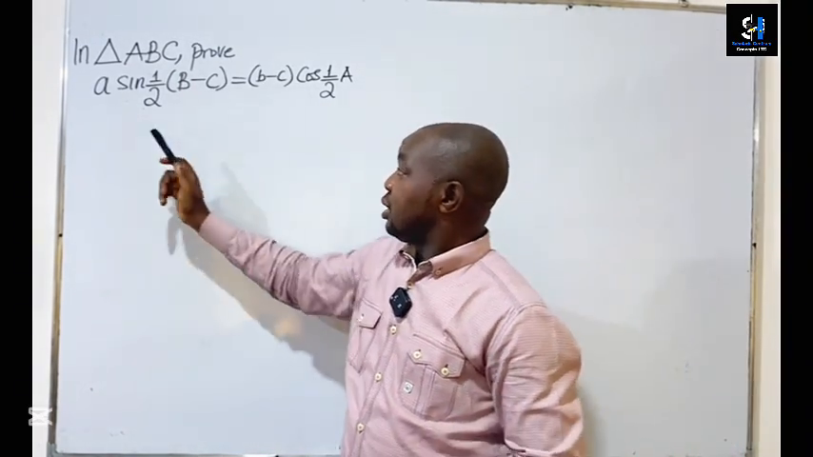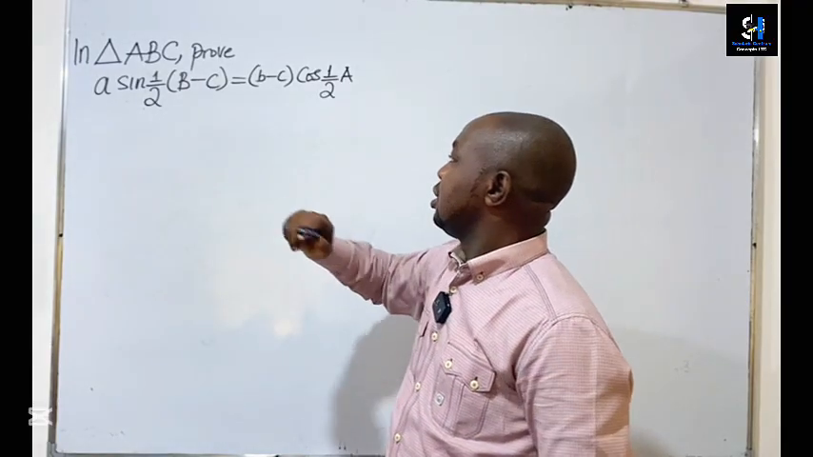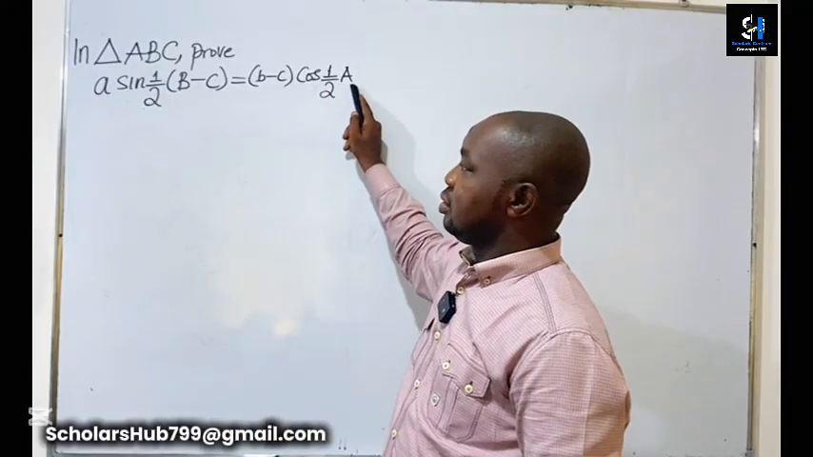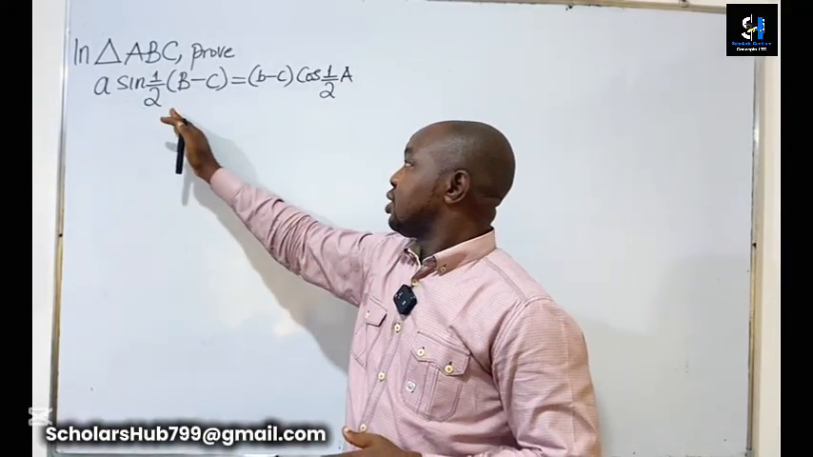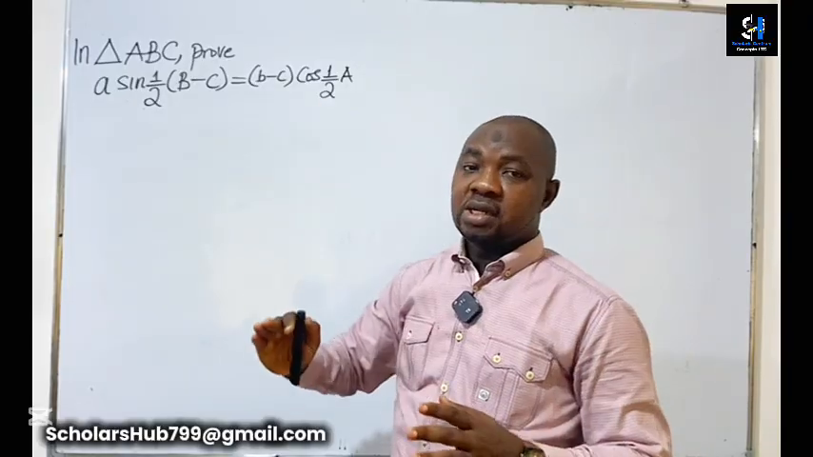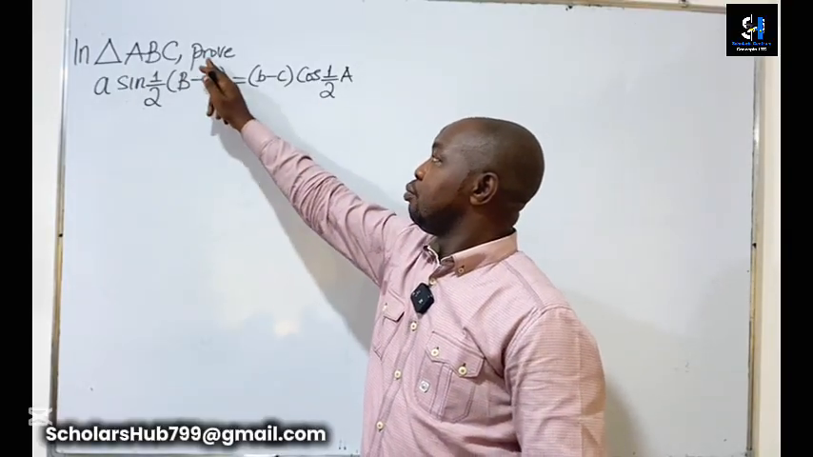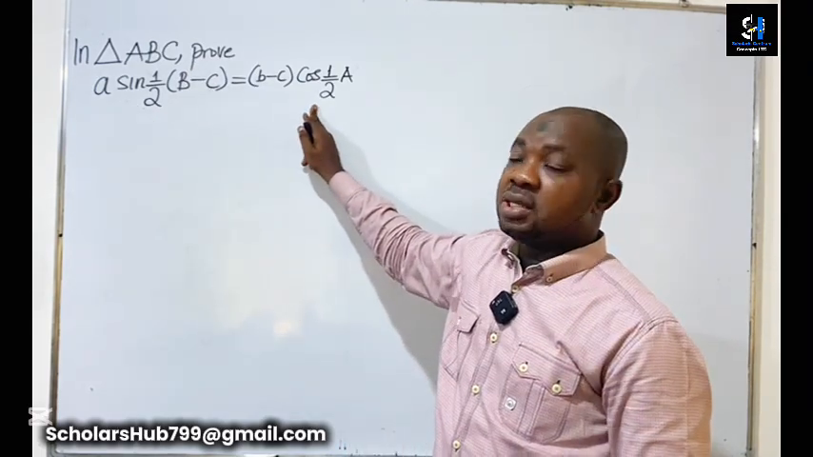To prove that (b − c) cos(A/2) = a sin((B − C)/2), we need to first establish that the left hand side is equivalent to the right hand side. The question says, in triangle ABC, prove that the left hand side is equivalent to the right hand side.